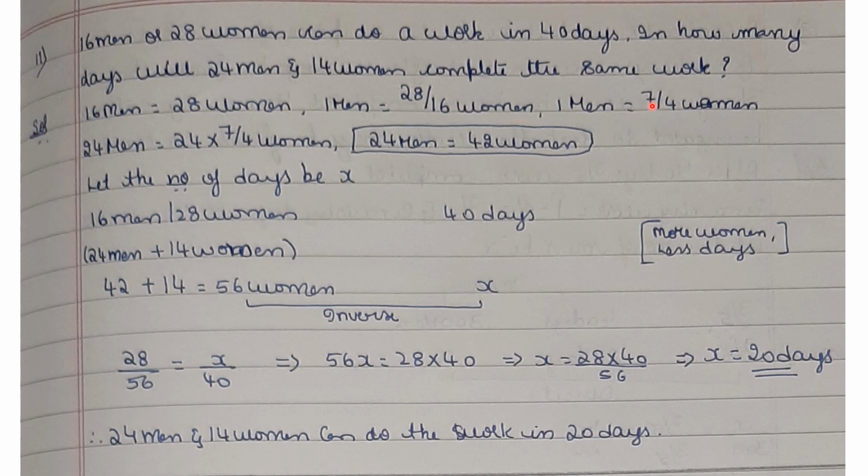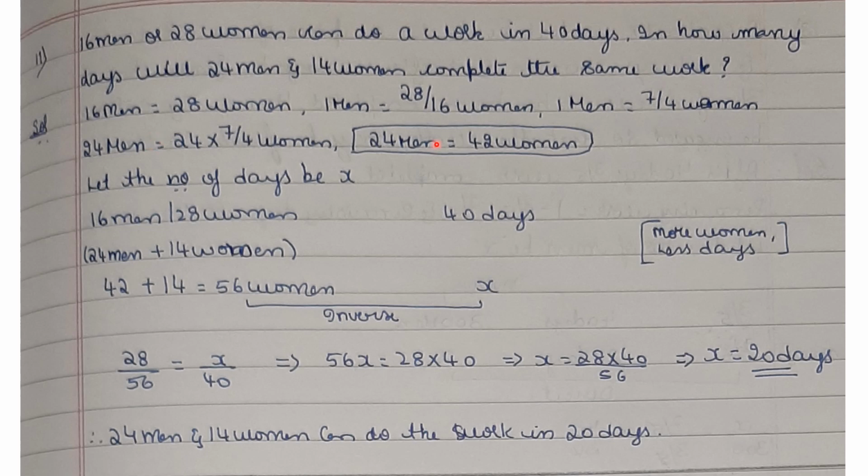That is, for one man, 7/4 of the women is being taken into consideration. In the same way, 24 men and 14 women, they are asking in how many days will 24 men and 14 women complete the same work. So totally you have 24 men and 14 women.